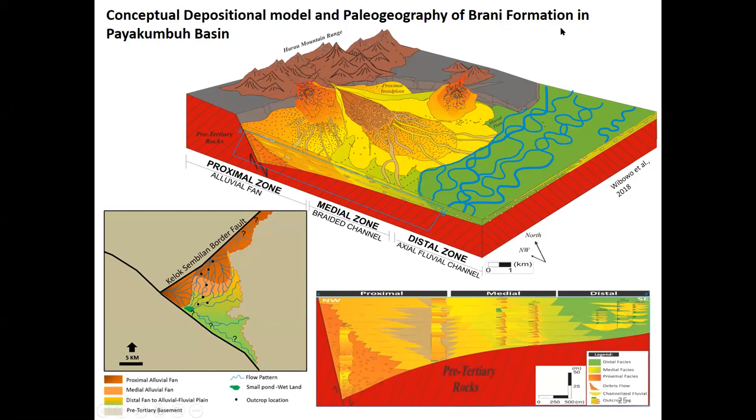If we summarize our stops today, from stop one, we find the basement, where we find the border fault in this area. Then, moving to the southeast, we find stop two, where the fanglomerates are part of the rift initiation stage, followed in the upper section by the initiation of the amalgamated channel, where in stops three and four, the braided stream in this medial environment is quite well developed.